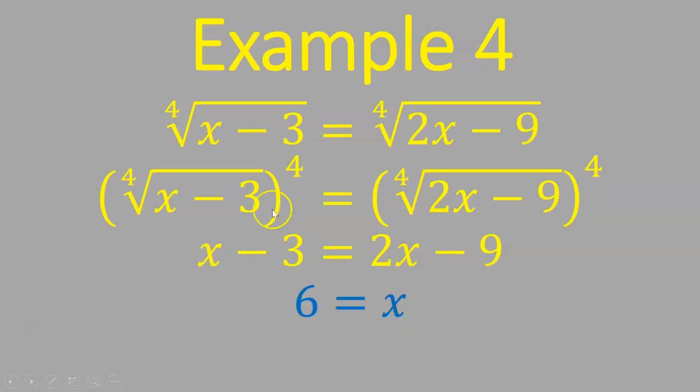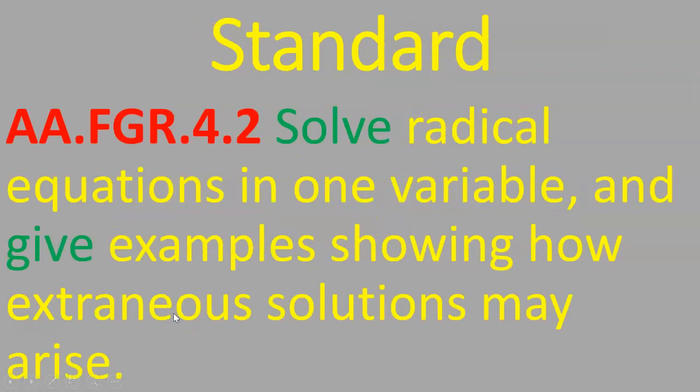And 6 is okay because when I plug it back in, even though it's an even index, we get 2 positive. 6 minus 3 is 3, and 2 times 6 is 12 minus 9 is 3. Okay, the standard here says solve radical equations in one variable and give examples showing how extraneous solutions may arise.